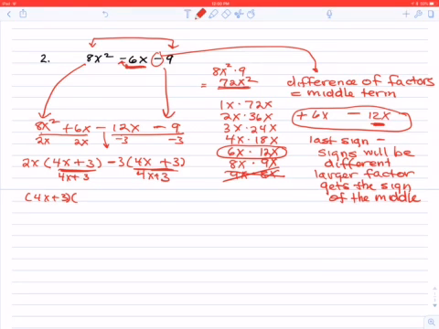So 4x plus 3 over 4x plus 3 cancels. I'm left with 2x. 4x plus 3 over 4x plus 3 again cancels. I'm left with minus 3. That would be my factorization.